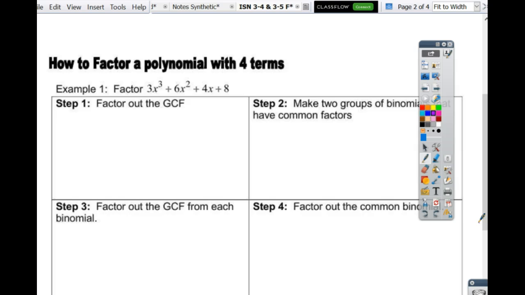So here's what I'm going to do. First of all, is there a greatest common factor here? No. So if there's no greatest common factor, then the next thing you want to do is make 2 groups. Okay? So I'm going to take the first 2 and the last 2. So here, I'm going to write 3x to the third plus 6x squared. And then these 2 are going to be in the first group, and these 2 are in the second group.